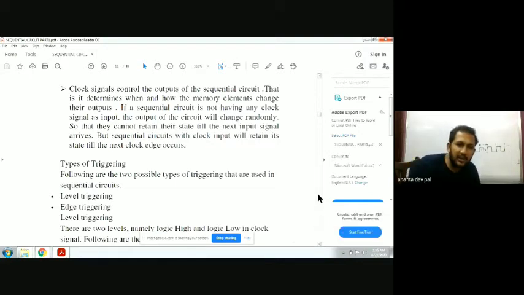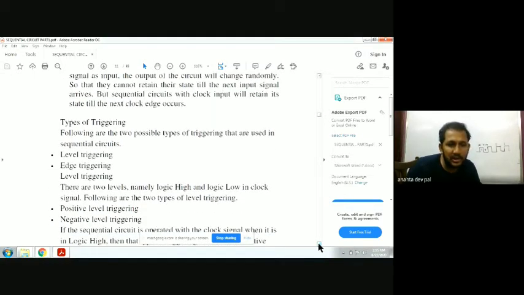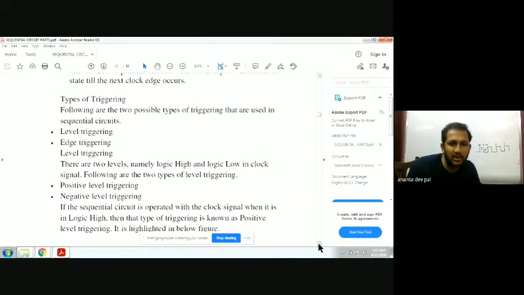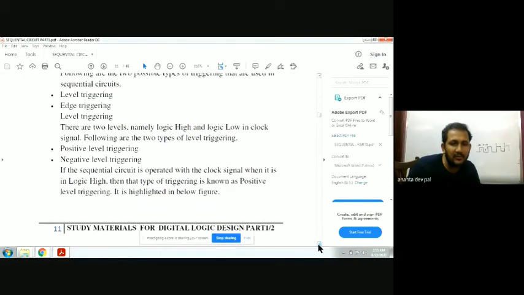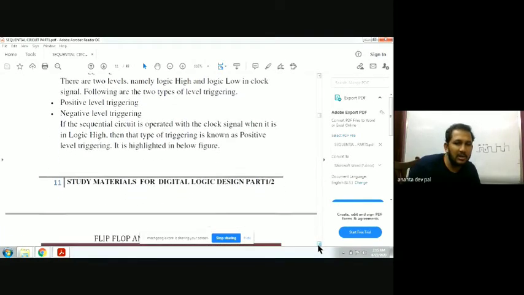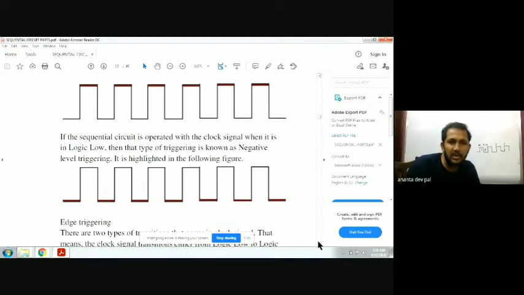There are different types of triggering: level triggering and edge triggering. First of all, level triggering. There are two levels, high and low: positive level triggering and negative level triggering. If the sequential circuit operates with the clock signal when it is logic high, it is called positive level triggering, and it is highlighted in the figure. This is the figure, and this is positive level triggering, based on the high value. If the sequential circuit operates with the clock signal when it is logic low, this is negative level triggering.